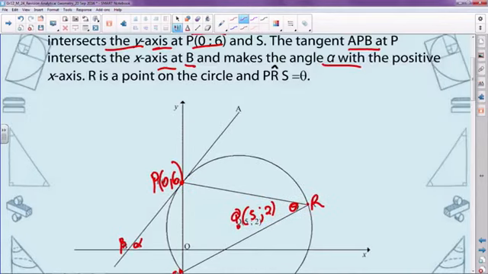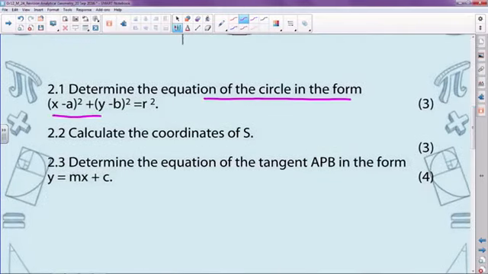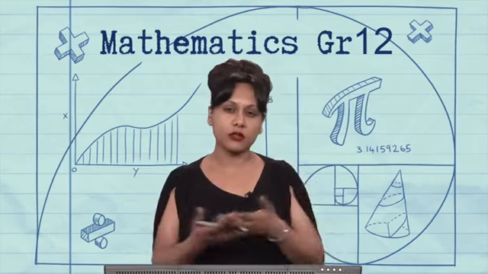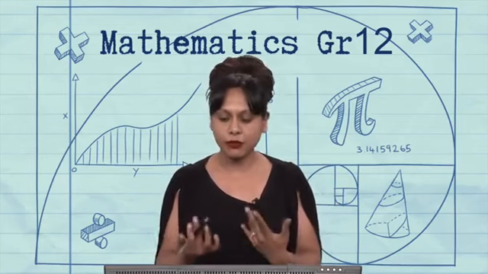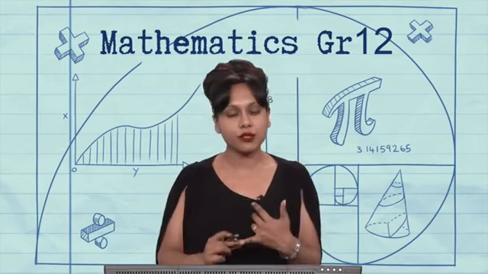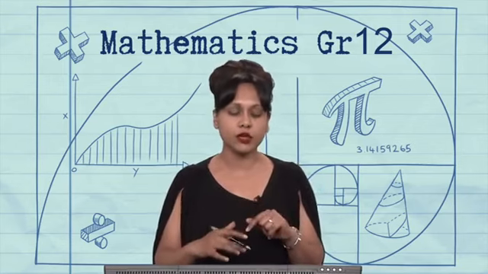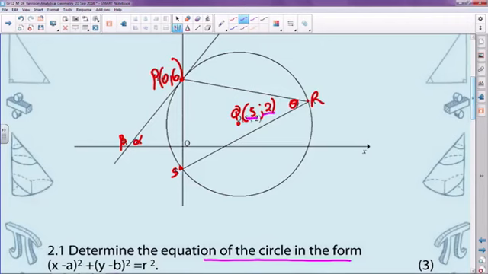The first question says, determine the equation of the circle in the form (x - a)² + (y - b)² = r². So that's pretty standard. That's find the equation of the circle. Your standard form of any circle that's not centered at the origin is given by that equation. What do we need to be able to complete the equation of the circle? We need the center, which we have, and we need the radius, which we can work out. The center is given by (5, 2). We still need the radius of the circle.